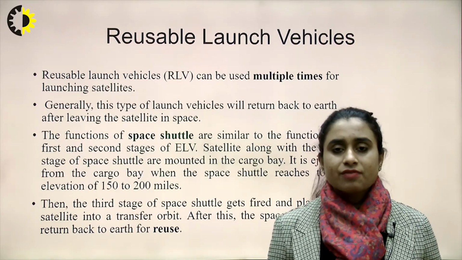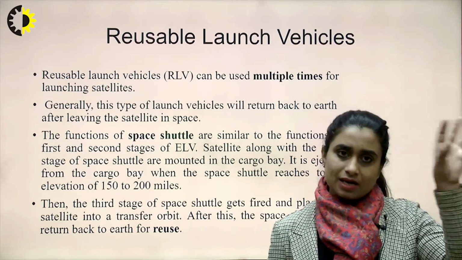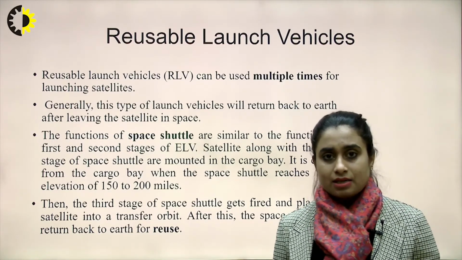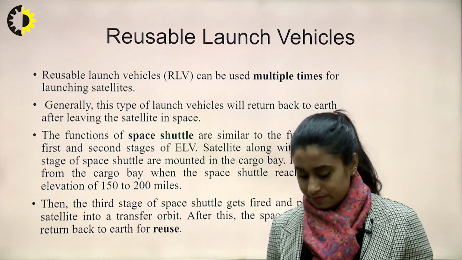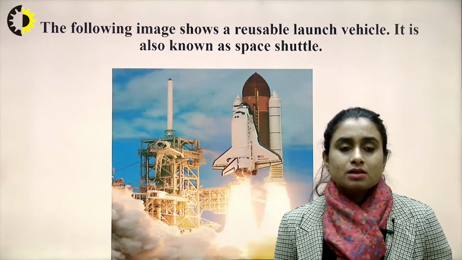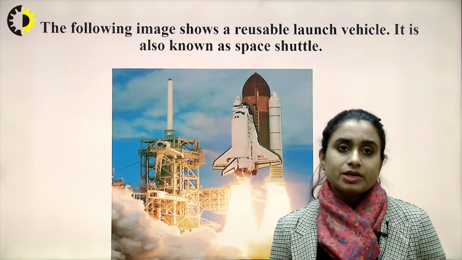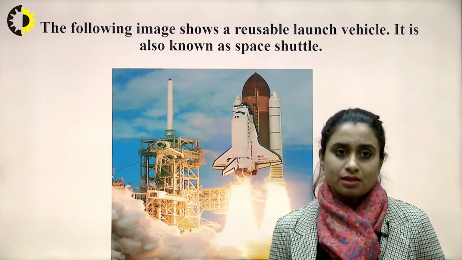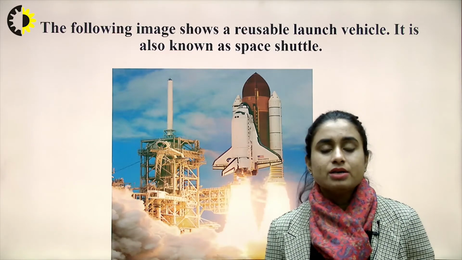So that is the difference. When ELV's parts are expended, they are not reused; for RLVs these parts are reused. This somehow shows a reusable launch vehicle. It is also known as the space shuttle. So space shuttles are reused, right?